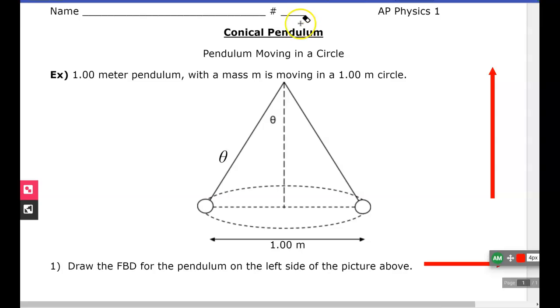So, this is the conical pendulum. Two positions, a left and right position. In this particular pendulum, it's a 1 meter long pendulum, so the string is 1 meter long, and its mass is m. It's moving in a circle that has a diameter of 1 meter, so that means that the radius is 0.5 meters, and this distance over here is also 0.5 meters.